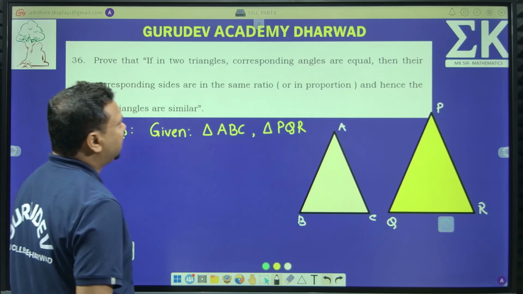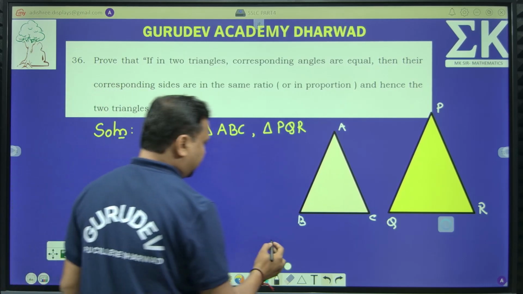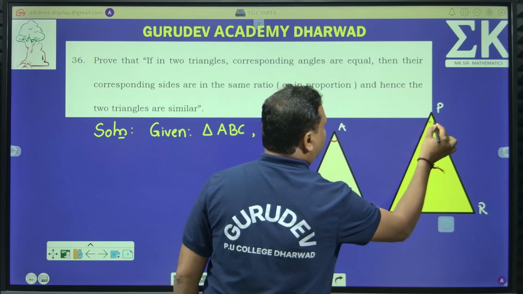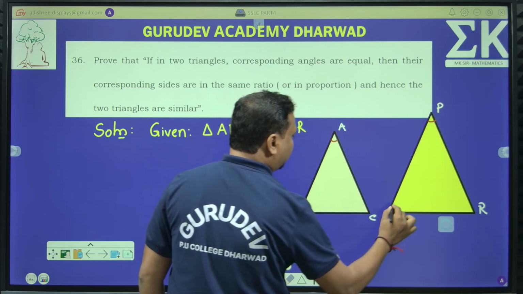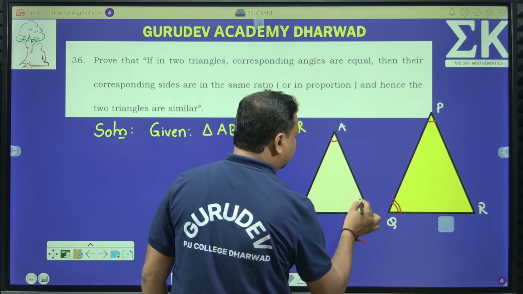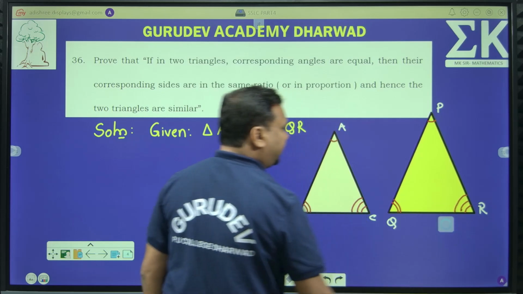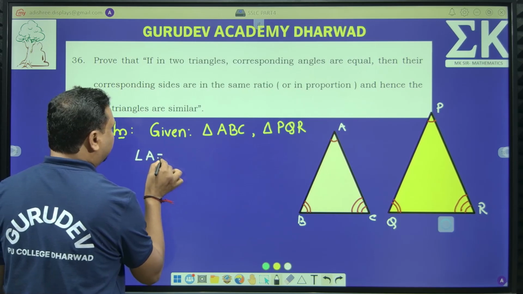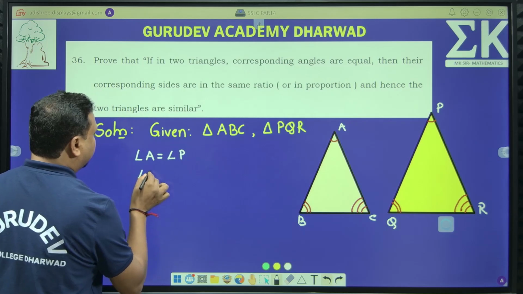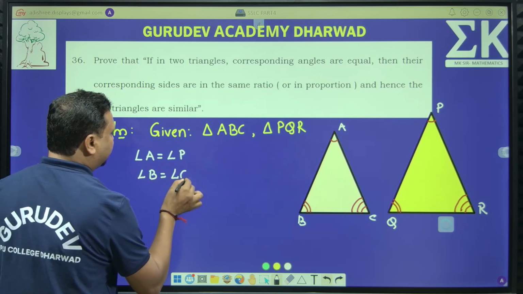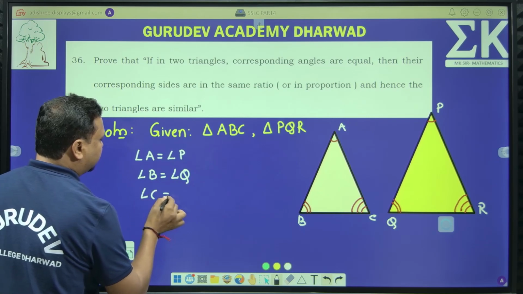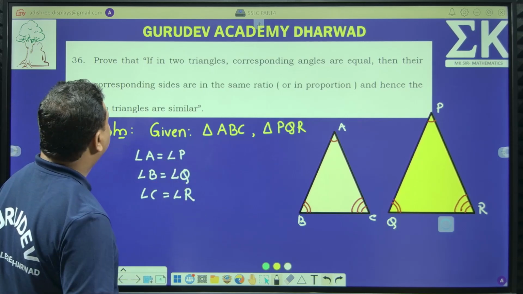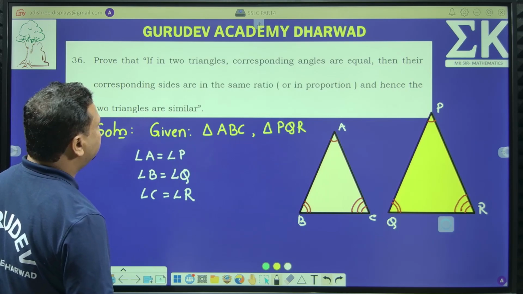So, what is given? If the corresponding angles are equal, what do you mean by that? Corresponding angle means I can consider angle A is equal to angle P, angle B is equal to angle Q, angle C is equal to angle R, right? Angle A is equal to angle P, angle B is equal to angle Q, angle C is equal to angle R. If the corresponding angles are equal, then their corresponding sides are in the same ratio.